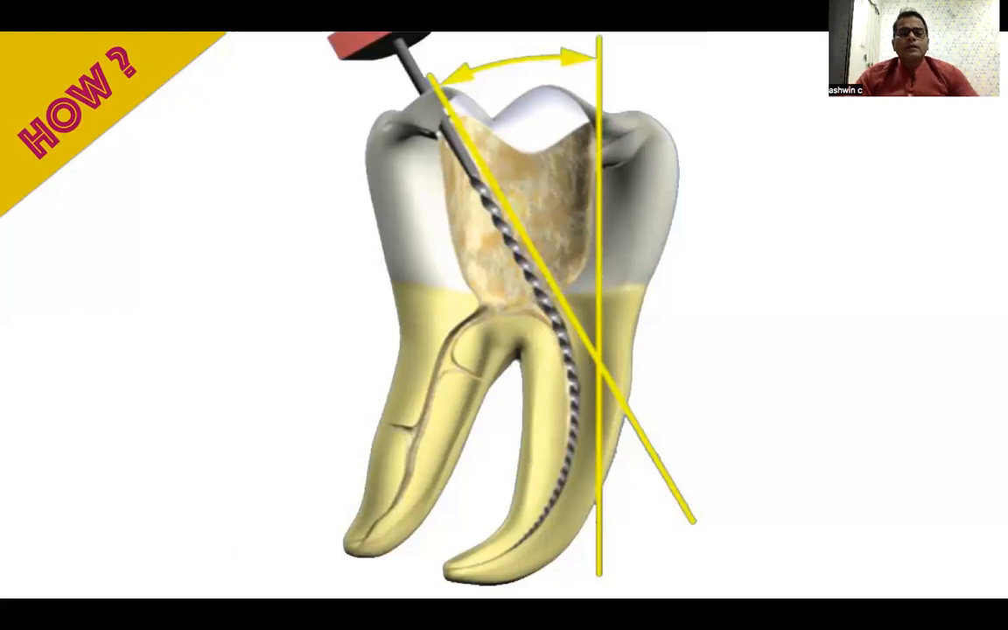Okay. So now, how do we gain access to the curved canal and everything else? There are certain guidelines to locate the orifice.